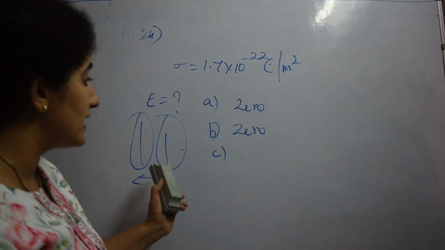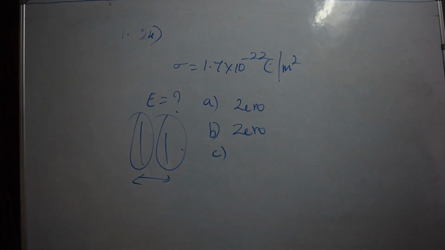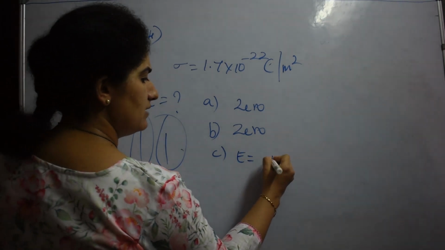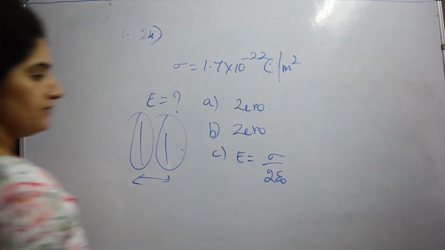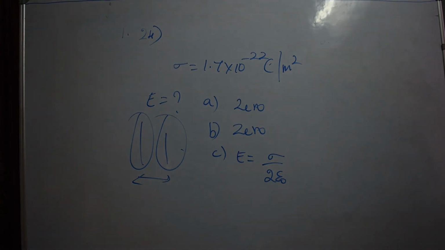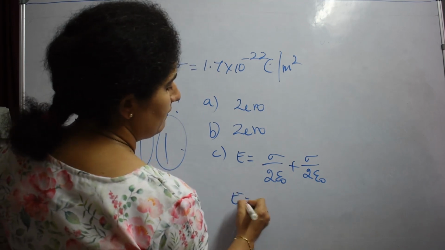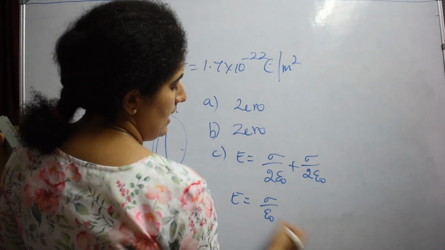Now you have to calculate between the plates. That means you have to add the fields between the plates. So what is E? This we have also called sigma by 2 epsilon naught. This is the main equation that we have derived, for the thin metal sheets that we have considered. So it is sigma by 2 epsilon naught. You have two plates here, so again you have to consider the other one and add. So E will be equal to sigma by epsilon naught.